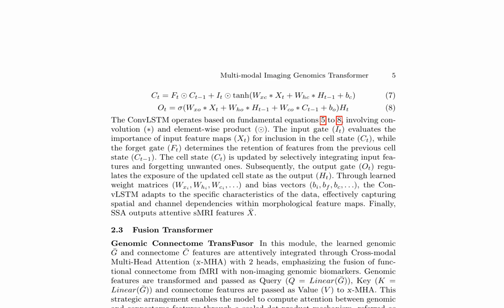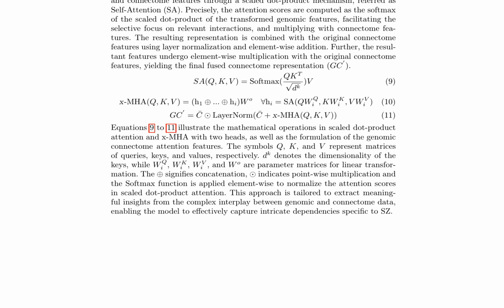The Multi-modal Imaging Genomics Transformer, MIGTrans, integrates multimodal data, including structural magnetic resonance imaging, SMRI, functional magnetic resonance imaging, fMRI, and single nucleotide polymorphism, SNP, data, to predict schizophrenia, SZ, and healthy control, HC, labels. The ConvLSTM module adapts to spatial and channel dependencies within morphological feature maps through equations 5 to 8, involving convolution and elementwise product. The Fusion Transformer module integrates genomic and connectome features through cross-modal multi-head attention, XMHA, emphasizing the fusion of functional connectome with non-imaging genomic biomarkers.